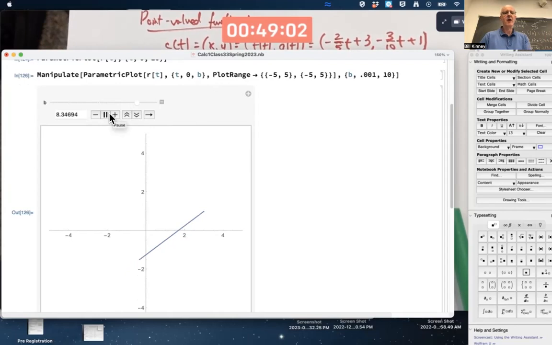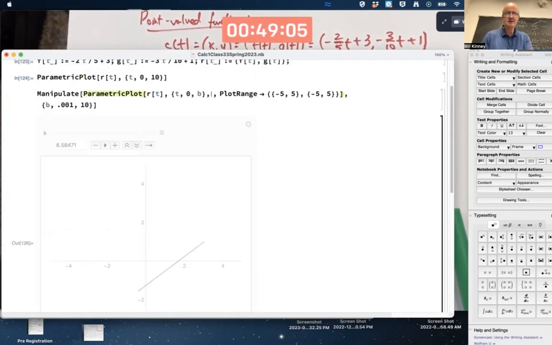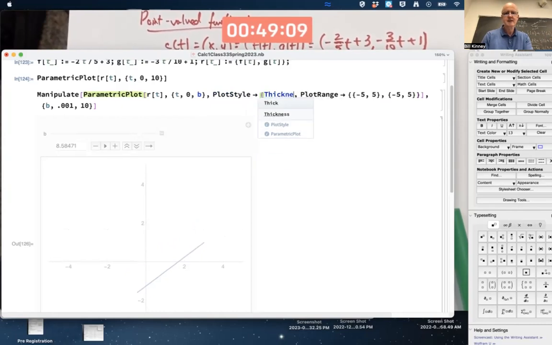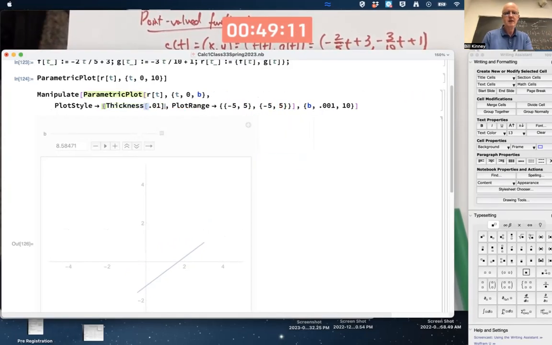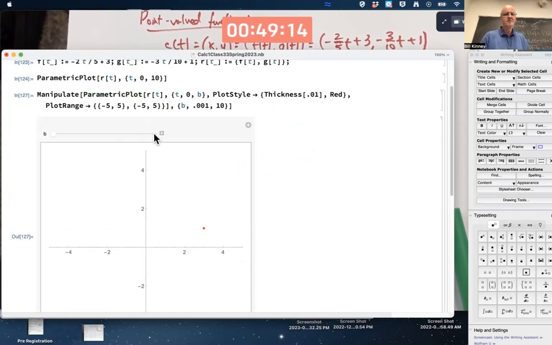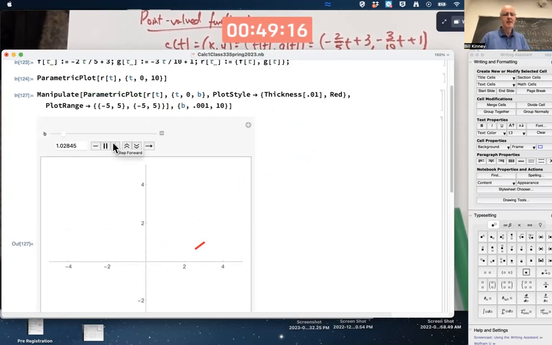Let me also make it a little darker so it's easier to see. Plot style. Pick. Yes, 0.01. Red. We'll make it thicker in red. Easier to see. There you go.